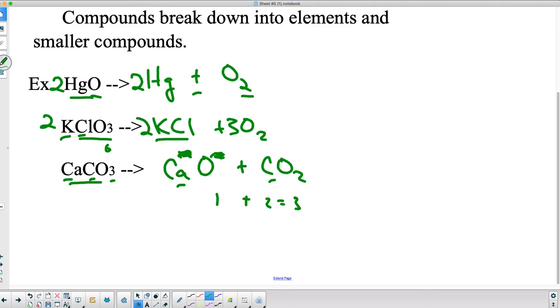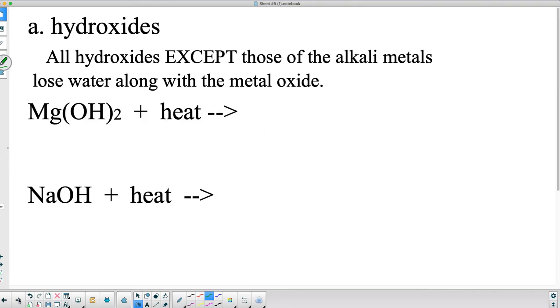Okay, get ready. Here come the notes. The first one we're talking about is when we have a compound that has a hydroxide. Okay, an example of a decomposition with a hydroxide might be CaOH2, and then that decomposes into something else.